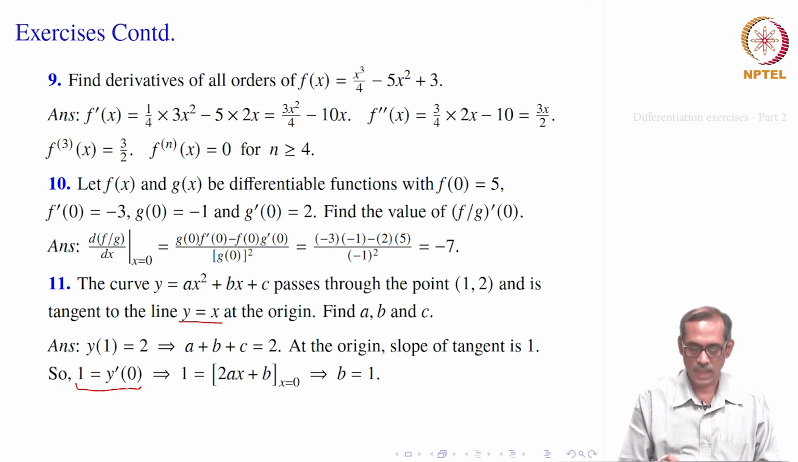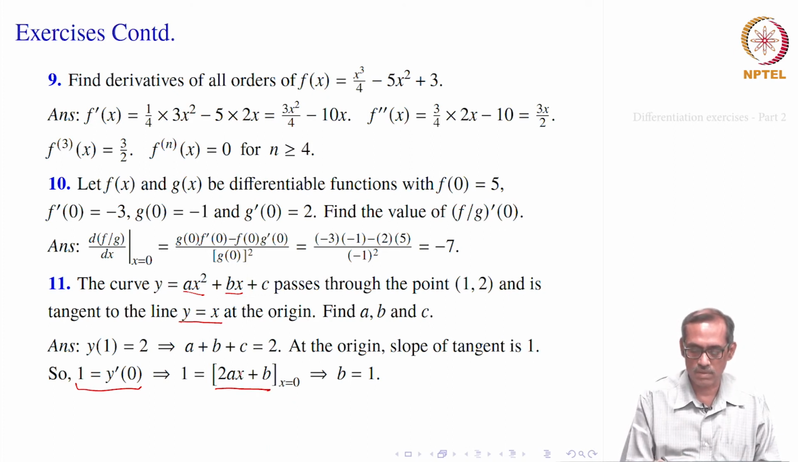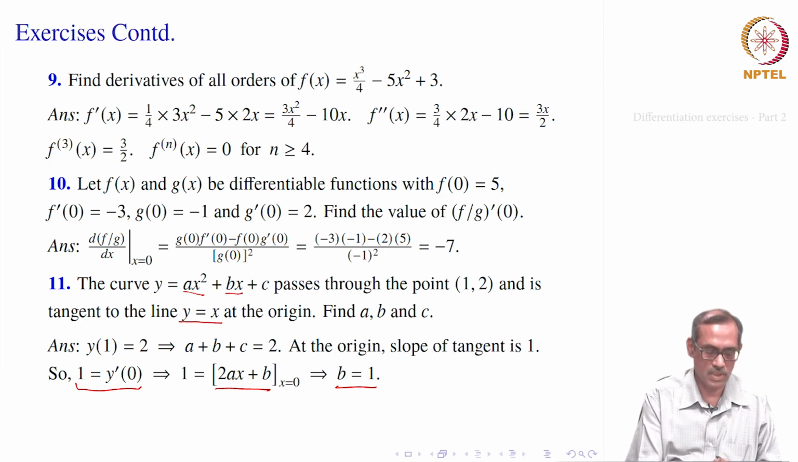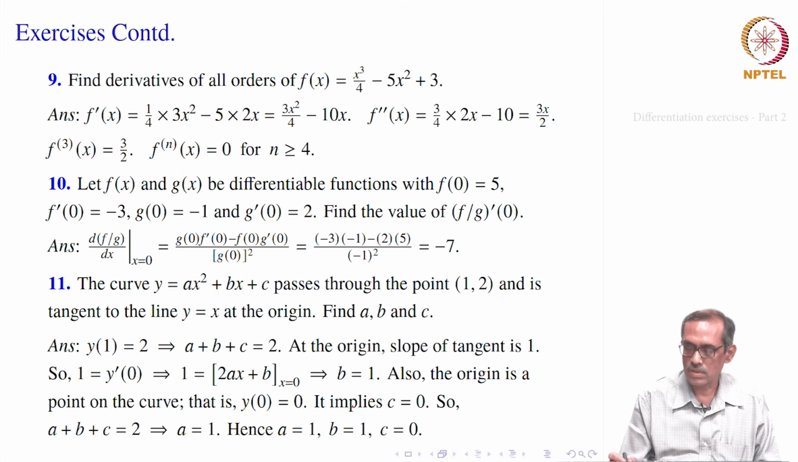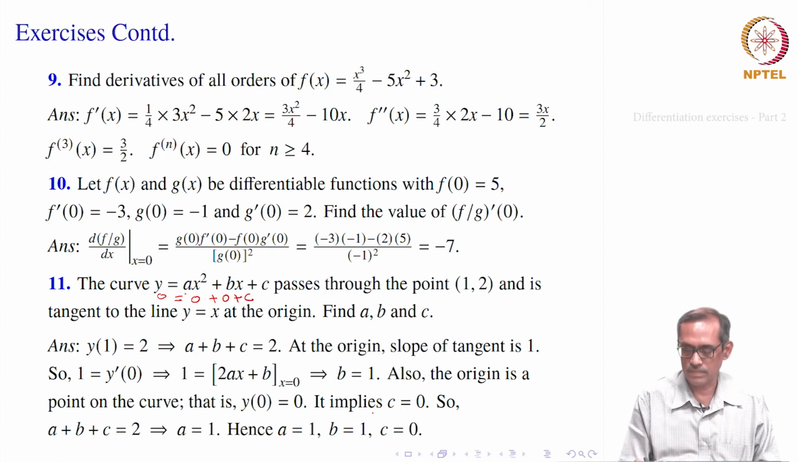Now, we differentiate y. So, we get 2ax from ax square and the next one gives b. So, 2ax plus b at x equal to 0 must be equal to 1. So, once you substitute x equal to 0, that gives b. So, b equal to 1. Now, you get b equal to 1, a plus b plus c equal to 2, and of course, the curve passes through the origin because at the origin there is a tangent. So, when you substitute 0 here, you get 0 equal to 0 plus c. So, that gives c equal to 0.